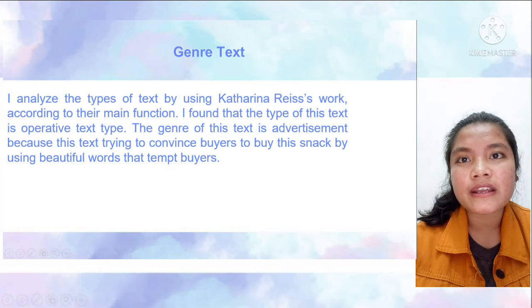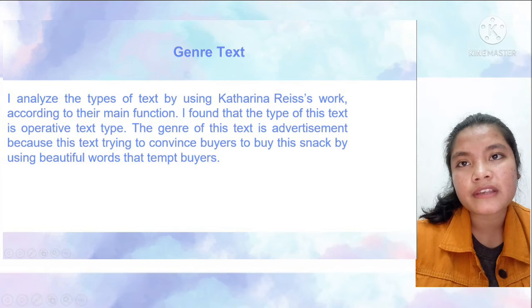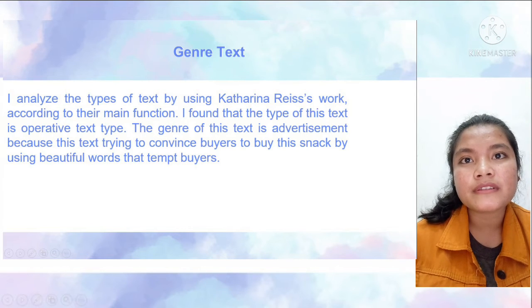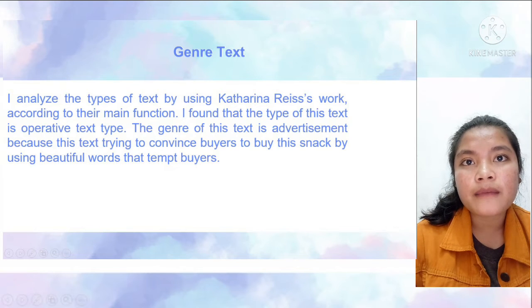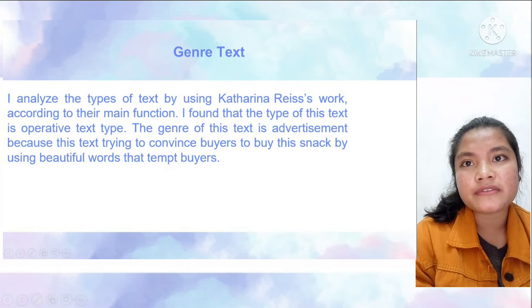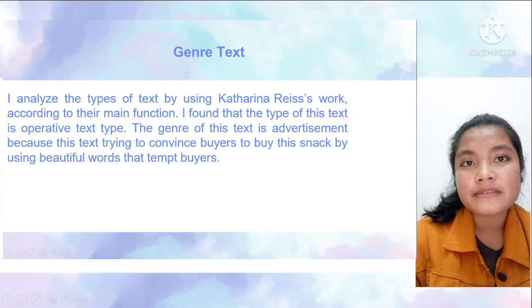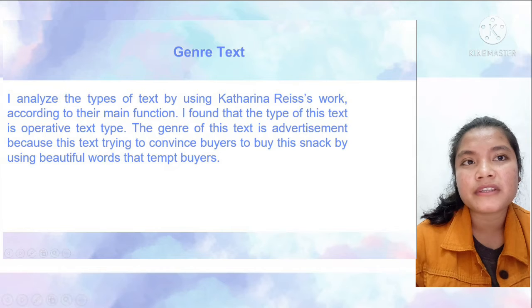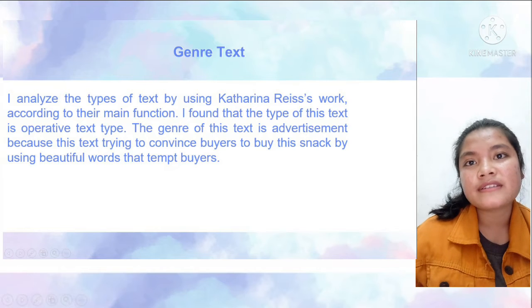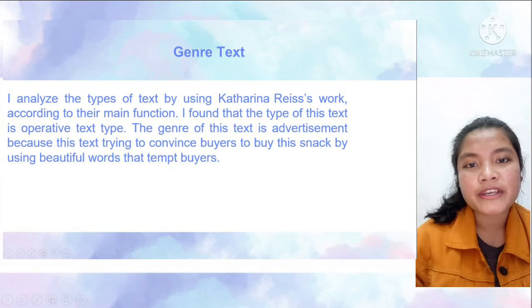Alright, the first thing that I analyze is the genre of this text. I found that the type of this text is operative text type. I'm using Katharina Reiss's work, according to their main function. So the genre of this text is advertisement, because this text is trying to convince buyers to buy the snacks by using beautiful words that tempt buyers.